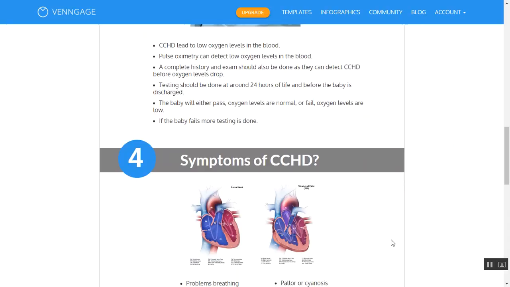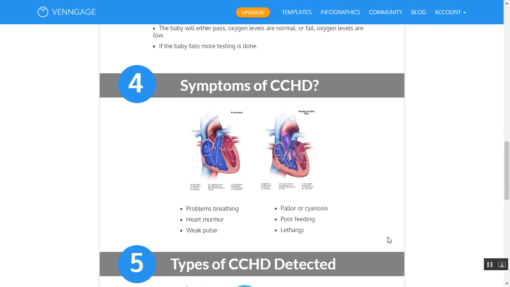What are the symptoms of congenital heart defects? So I've listed the symptoms here. We have problems breathing, heart murmur, weak pulse, pallor or cyanosis, which is the baby being blue, poor feeding. A lot of these babies do not feed well because they get tired out, and lethargy, which also contributes to poor feeding. And here I've shown you a diagram of a normal heart so that you can get an idea of what the normal blood flow looks like.